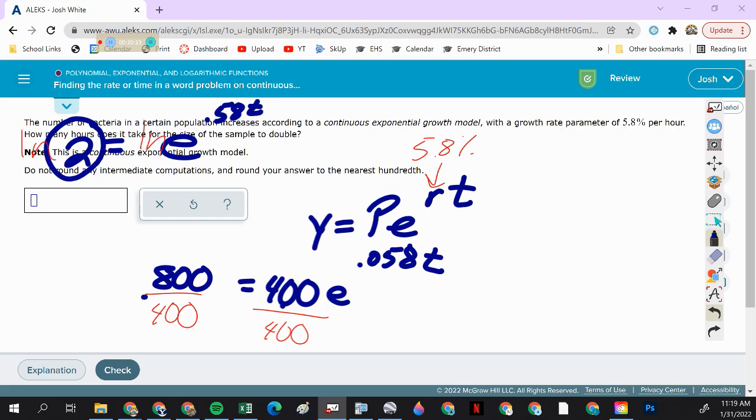ln both sides. So the ln of 2 is equal to 0.058t, or sorry, ln e, and the ln of e is just 1. So ln 2 divided by 0.058. It would be 0.058, but your calculator doesn't care. Oh, yes it does. Yes it does. Thanks, Owen. 0.058. Thank you.